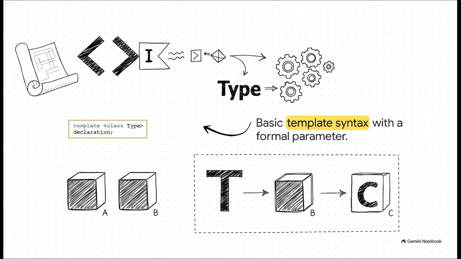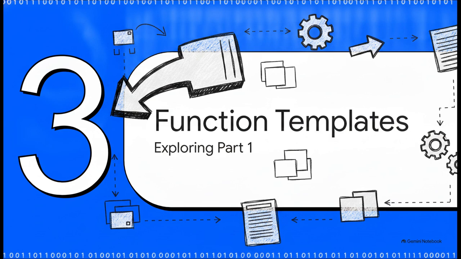Now, check out how this blueprint starts. You use the keyword template, right? Followed by angle brackets holding class type. Now, what's really cool here is how type acts as a formal parameter. You know you pass variables into standard functions? Well, with templates, you're essentially passing the actual data type itself right into the code. It's kind of a game changer. So let's move into section 3 and see this in action with function templates.